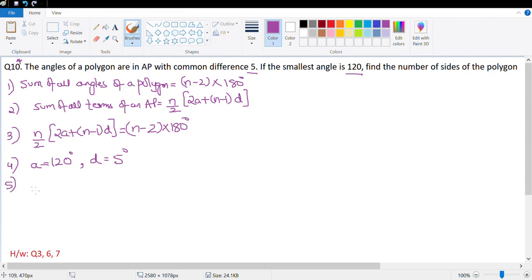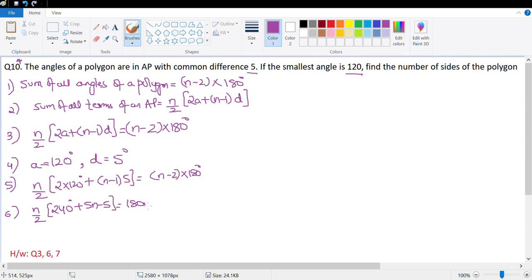So n upon 2 multiplied with 2 into 120 degree plus n minus 1 times 5 is equal to n minus 2 times 180 degree. Let's open the bracket. What we have is n upon 2, 2 into 120, that's 240 degree plus 5n minus 5 is equal to 180n minus 360.